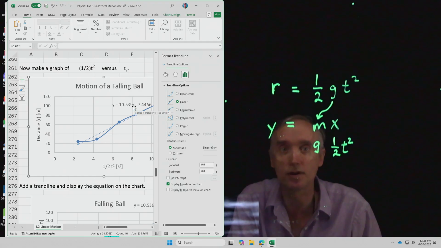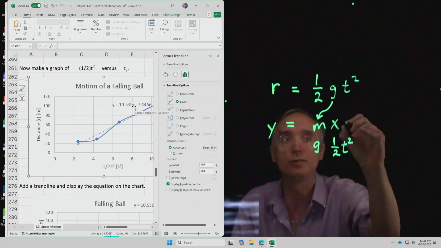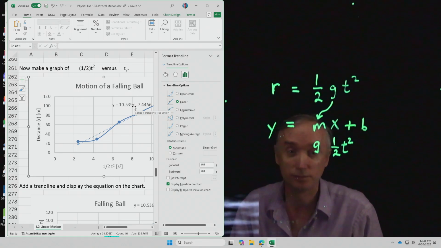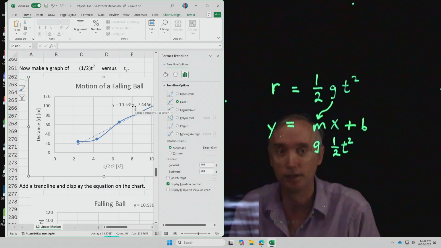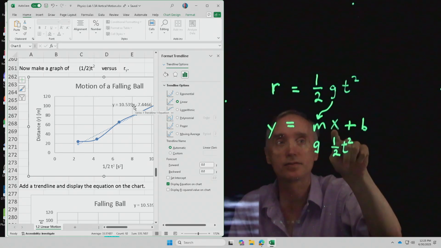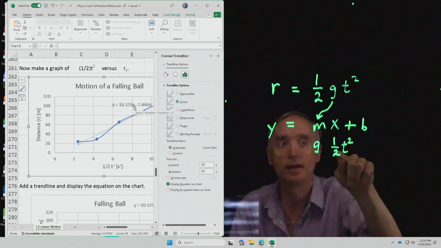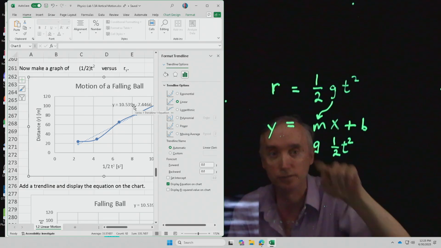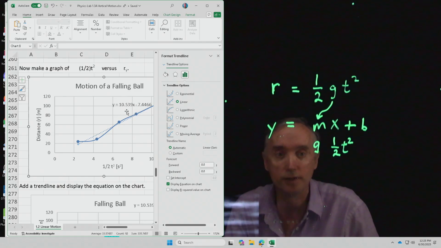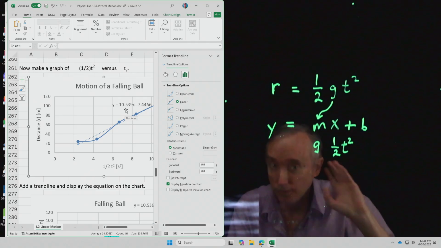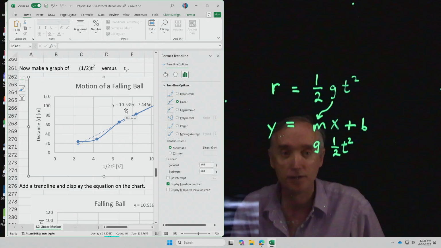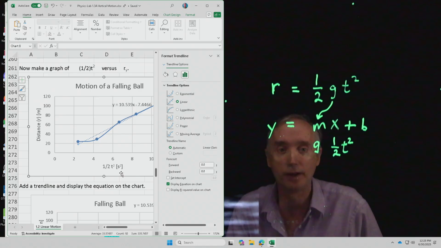And then there is our equation, y equals mx plus b. And remember, ignore the b because it's supposed to be going through 0, 0. And the x is this part right here. And then the slope should be g. And if you look at that slope right there, you see it's 10.53. And what should it have been? 9.81. Well, 10 is pretty close to 9.81. So it's not bad, but it could have been better.